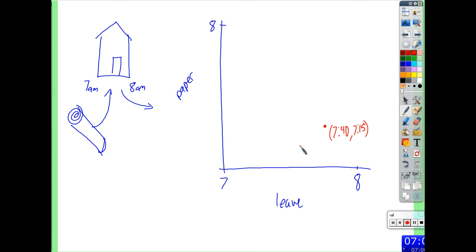Okay. What about now? Can you take the paper with you? Yes. Why? Because you still leave later than it arrives. What if I put my point here? No, you leave earlier than it arrives. Like your distance to the point is smaller than this distance to the point, right? Yeah. Okay. How about right here?